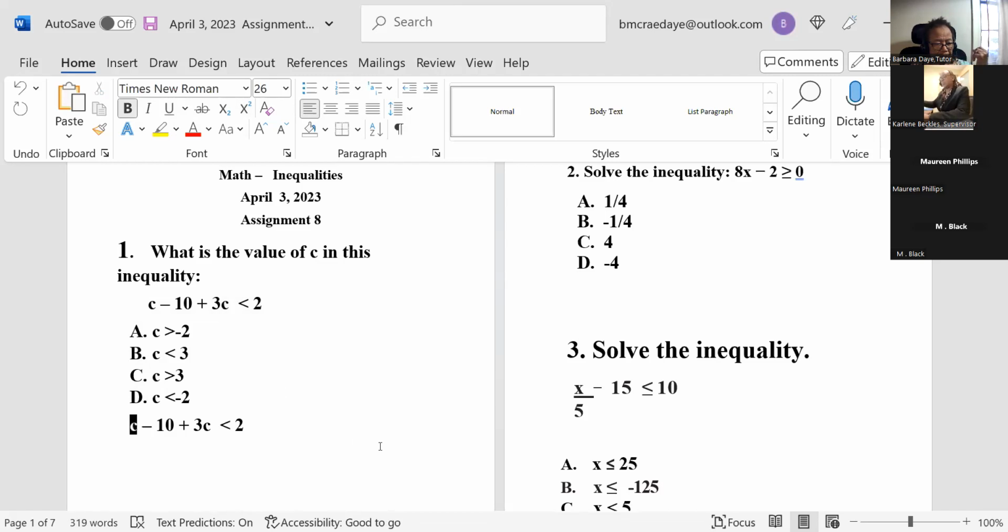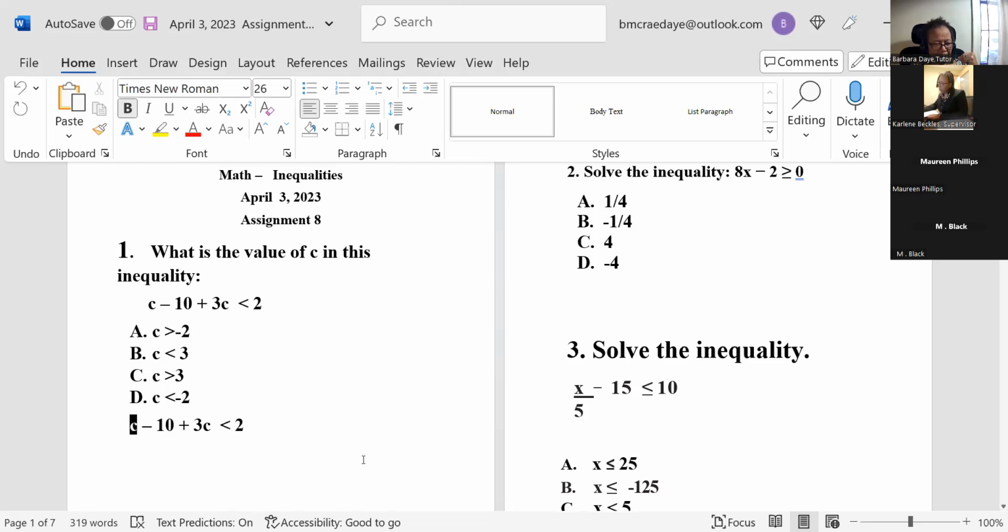So what was your answer? I put D for my answer. Which letter? D as in dog. Okay, you put D and you said you just guessed it. Why did you guess D? What was your reasoning? Because I only work with the two C's.